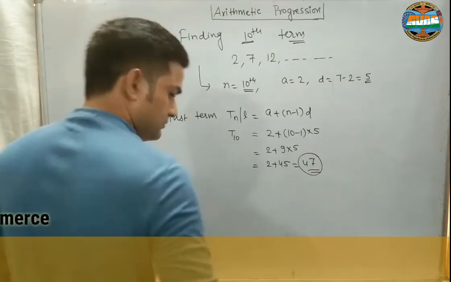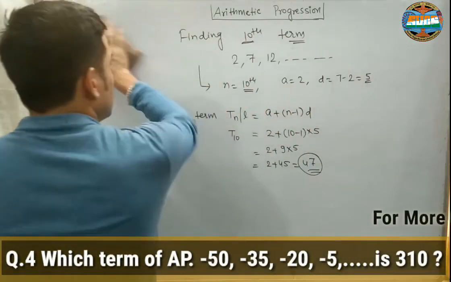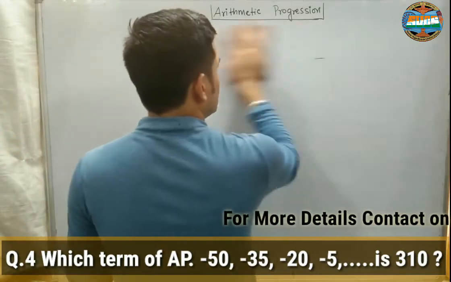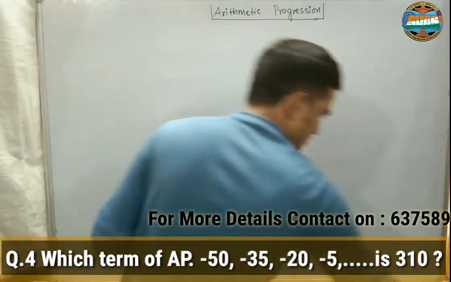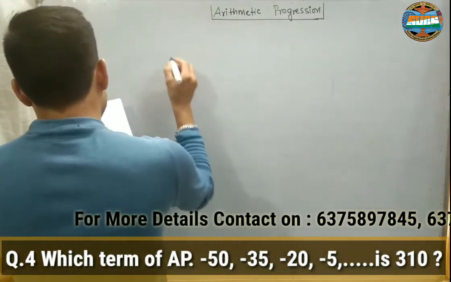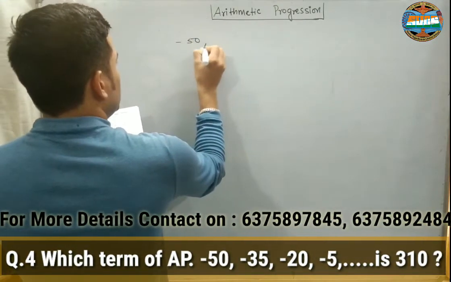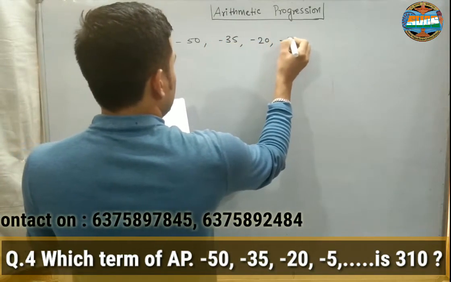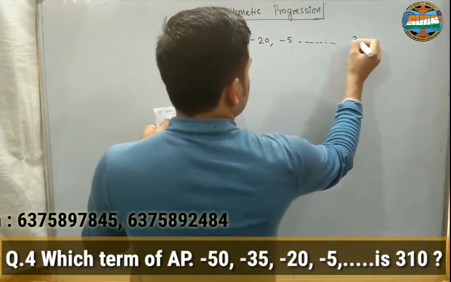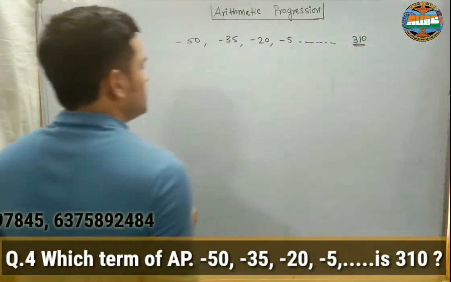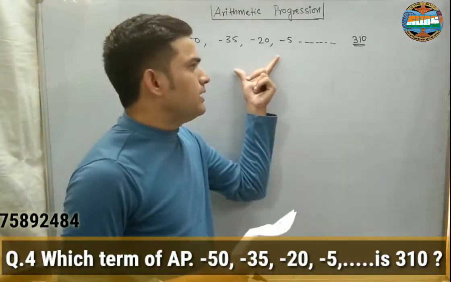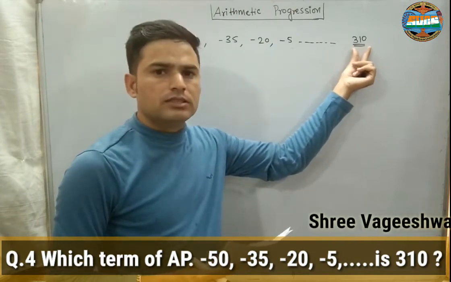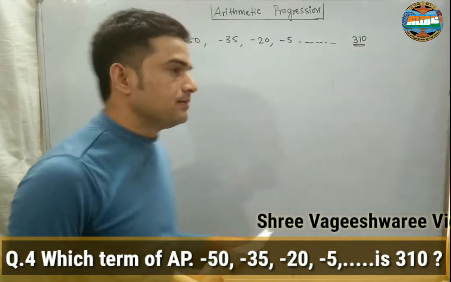Next question. Which term of the AP is 310? We have to find which term. The AP given is minus 50, minus 35, minus 20, minus 5, and so on. The last term is 310, which means we find n, the number of terms, at which 310 is obtained in the series.